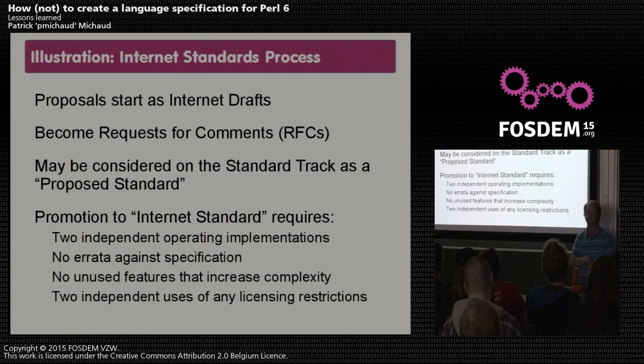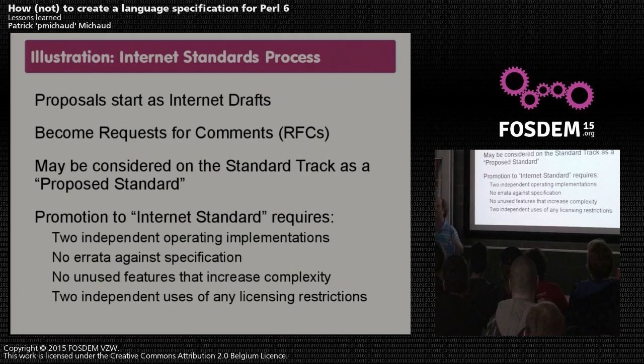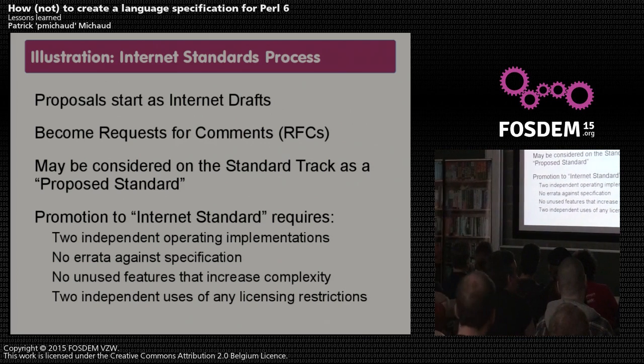So internet standards, first of all, the RFC process has to be considered highly successful. It has worked really, really well for many, many decades. In the internet standards process, a proposal starts out as something called an internet draft. This is a working document that people working on that particular area of the internet kind of agree on. Eventually, it graduates to become what's known as an RFC, a request for comments. That is a formal description of whatever part of the internet is being proposed to be changed or to be adopted. And those RFCs can go onto something called the standard track as a proposed standard.